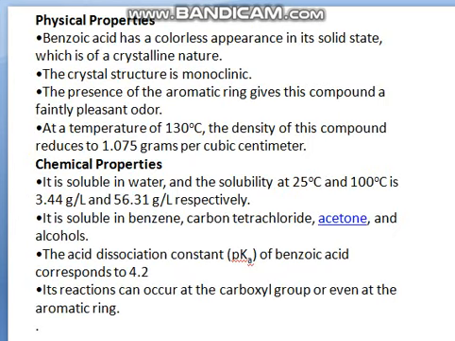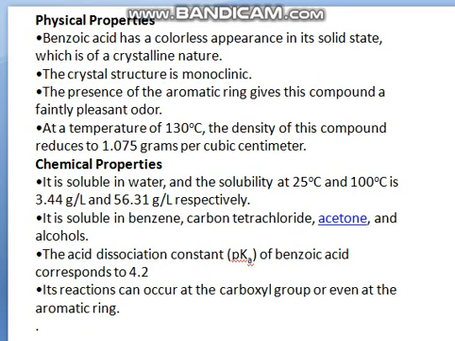Next are physical properties. Benzoic acid has a colorless appearance in its solid state, which is of crystalline nature. The crystal structure is monoclinic. The presence of the aromatic ring gives the compound a pleasant odor. At a temperature of 130 degrees Celsius, the density of this compound is reduced to 1.075 gram per cubic centimeter.